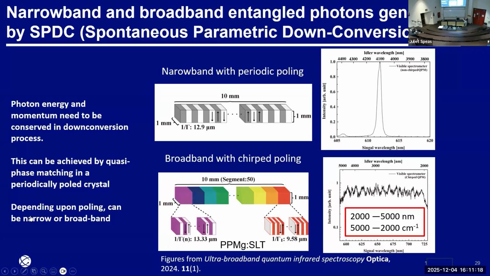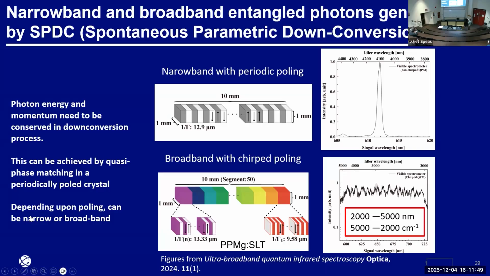What Takeuchi did was, instead of a single crystal with well-defined spacing, he chirped it, so you had different periods, some at this spacing, others at this spacing, sort of a gradient over a 1 centimeter long crystal. So you can generate different wavelengths at different sections of this crystal, and they were able to create a fairly broadband entangled photon source for their quantum FTIR that went between 2 and 5 microns, 2,000 to 5,000 nanometers, or between 5,000 and 2,000 reciprocal centimeters.